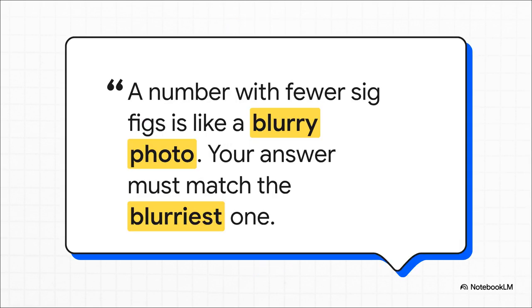This is hands down the best way to think about this. Imagine you're working on a project and you have two photos. One is super sharp and high def, and the other one, it's kind of blurry. If you combine them, the final image can't possibly be any sharper than your blurriest photo, right? It's the exact same with measurements. Your final calculated answer can only be as precise as your least precise or blurriest measurement.